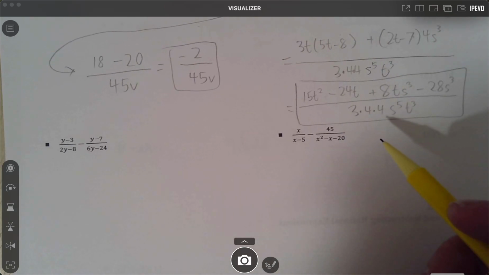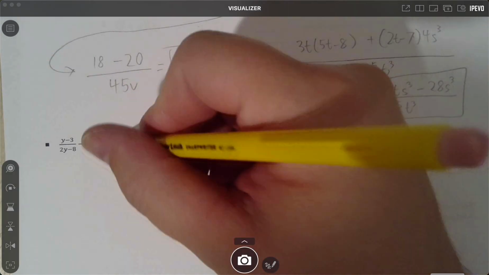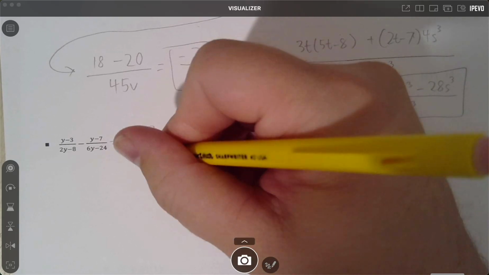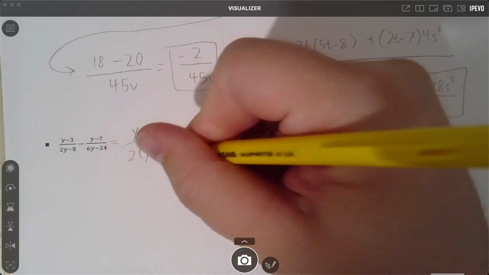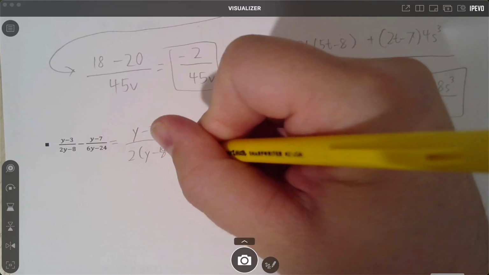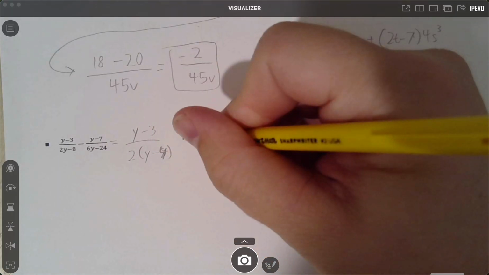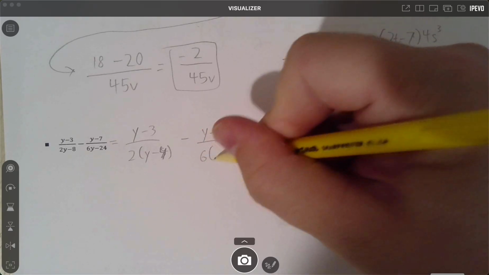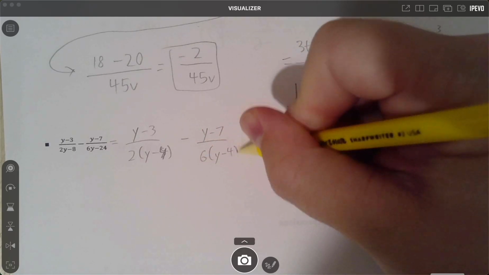This next one's, I would imagine, going to be a little bit easier. So I can notice the common 2 in my denominator on the left. And I can notice the common 6 in my denominator on the right.